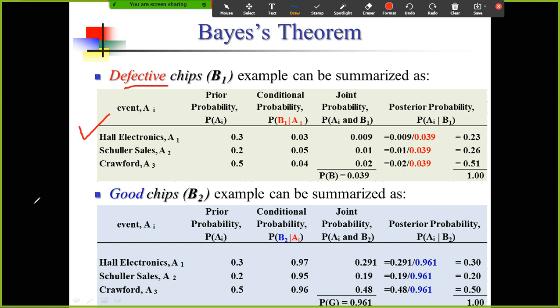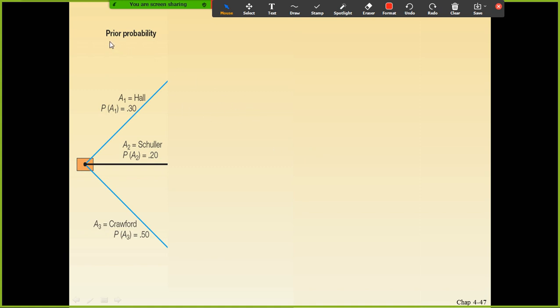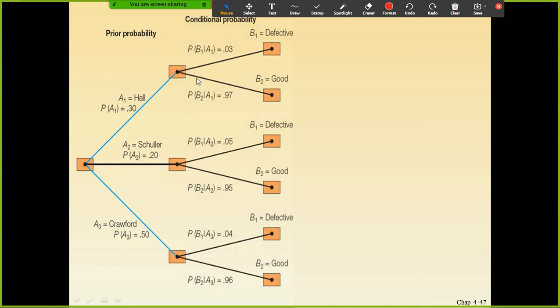This is the table, but you can make it in terms of a tree diagram. So what does the tree diagram look like for this example? This is what we call prior probability. Hall A1 30%, Schaller A2 20%, Crawford A3 50%. Among Hall supply, 3% not working, 97% working. Among Schaller supply, 5% not working, 95% working. Among Crawford supply, 4% not working, so 96% working.